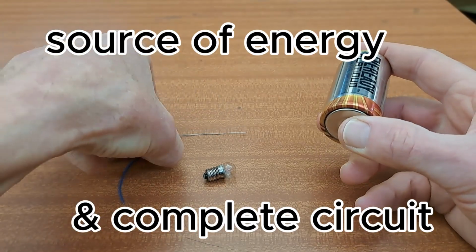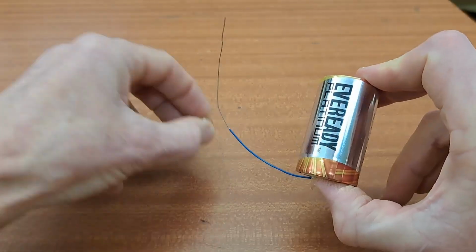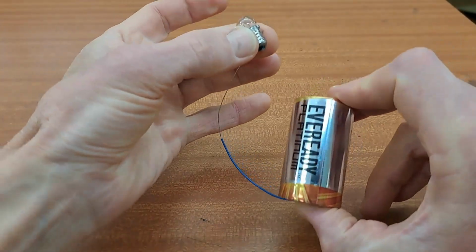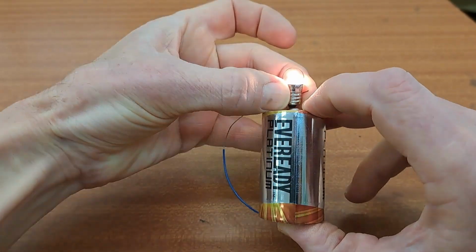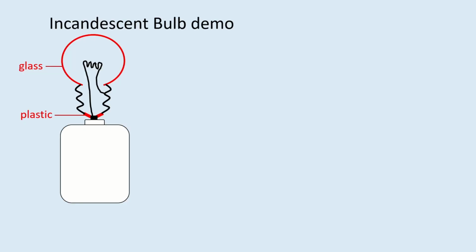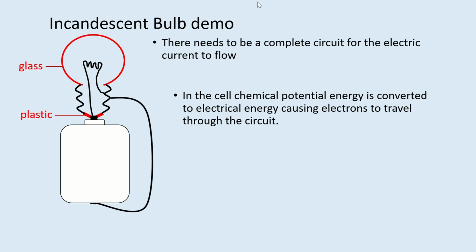So I need a piece of wire. I can do this with a single piece of wire. Hold that at the base, but I must hold this on the side of the light bulb. When I do that, we see the light bulb lights up. The incandescent bulb demo you've just seen highlights the fact that you need two things: a source of energy, like a cell, and a complete circuit.